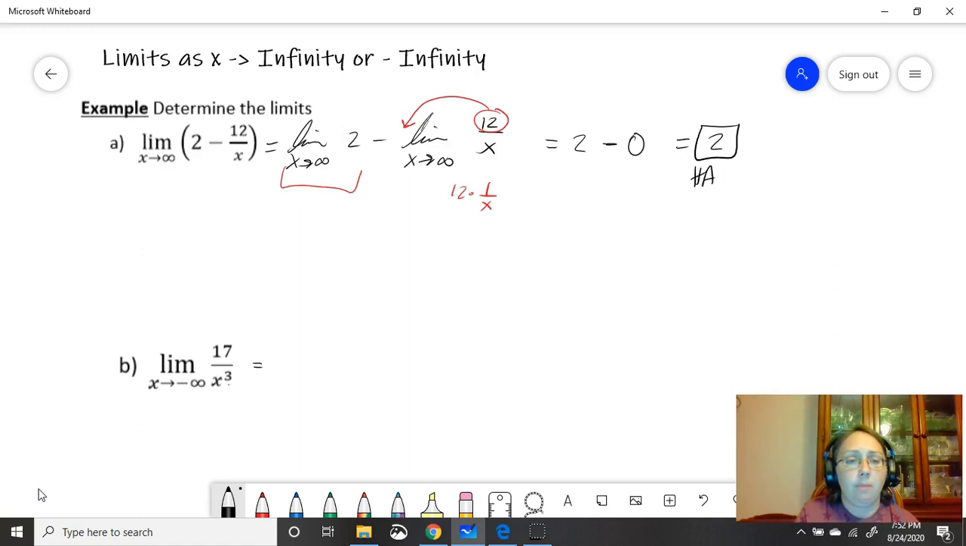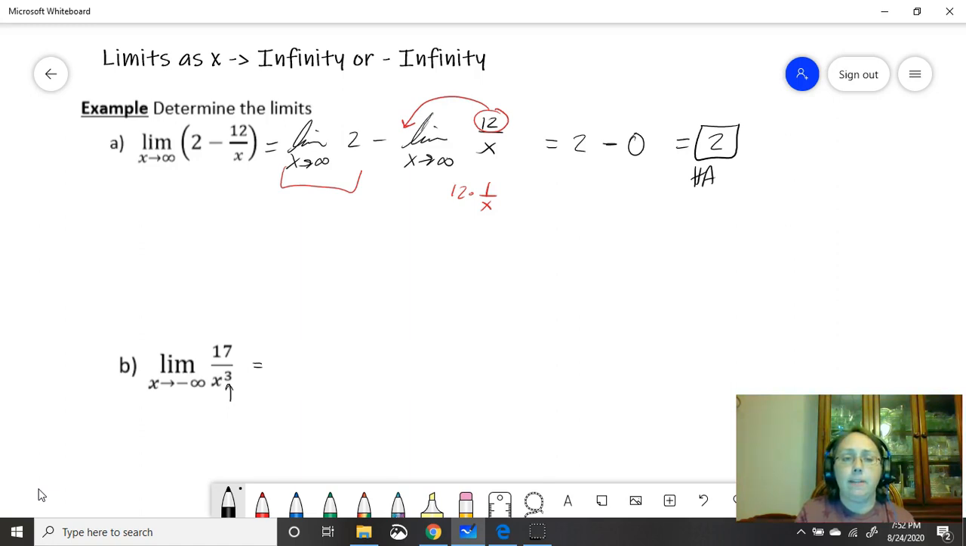Now, this time, though, we have something weird. We have x cubed. What are we going to do with that? Well, let's think about this. There's a couple of ways we can deal with this. One way is to think through the process. If we take a negative number and we cube it, what's going to happen to that negative number? It's still going to be negative, right? Okay, so we're still going to a negative in the denominator.